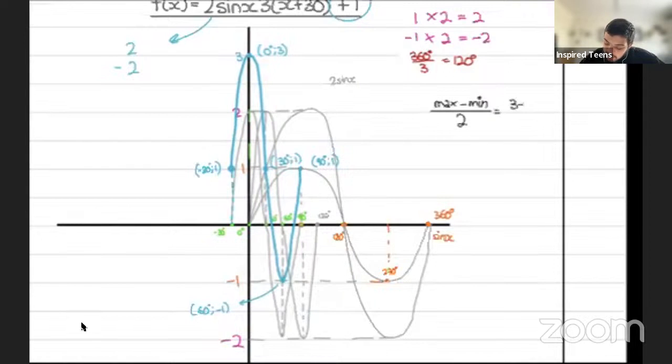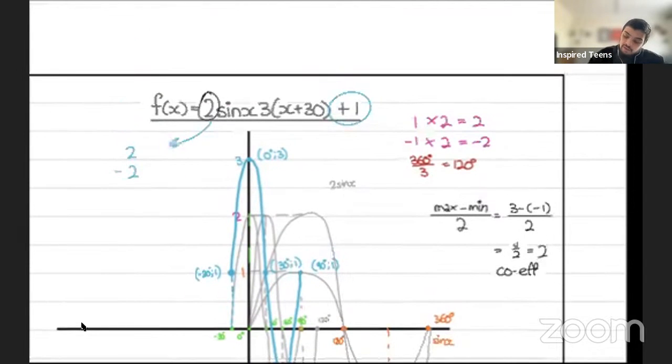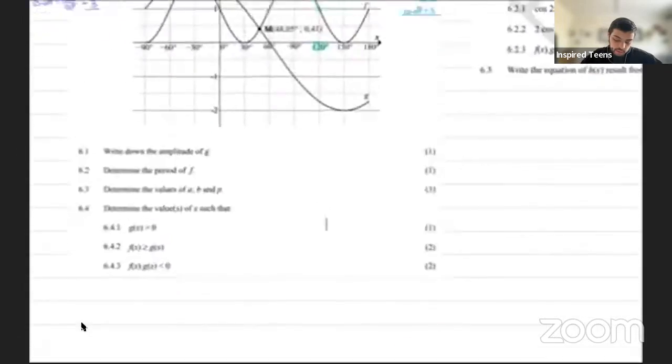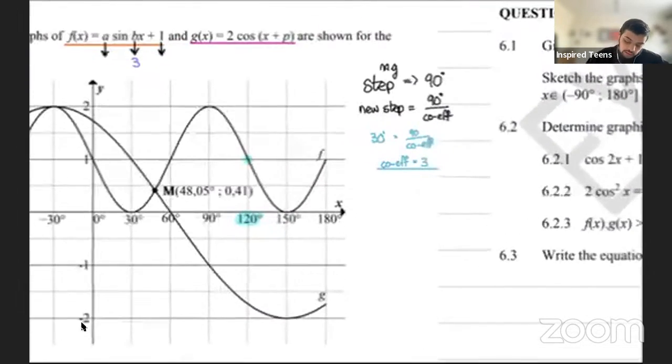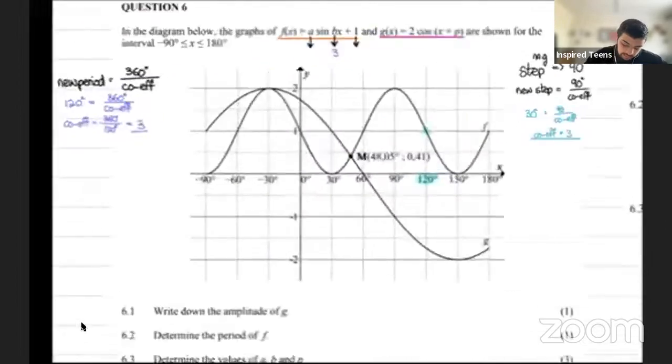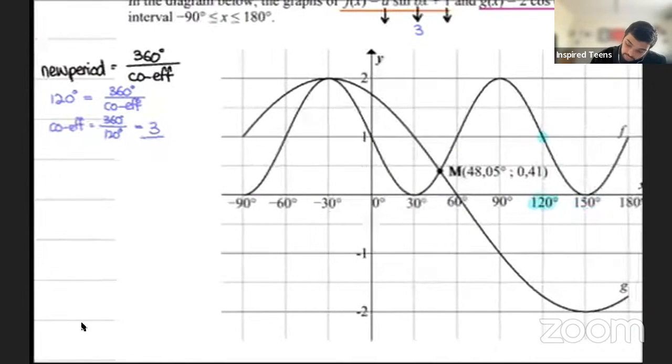Here we can say 3 minus -1. Keep that in mind. So minus -1 divided by 2. That gives us 4 over 2, which is equal to 2. And we know that the coefficient is 2. Right? We know, here it is. Coefficient is 2. So that's the same thing we're going to do in this case. Okay. To calculate A, we can simply say max minus min, okay, over 2.